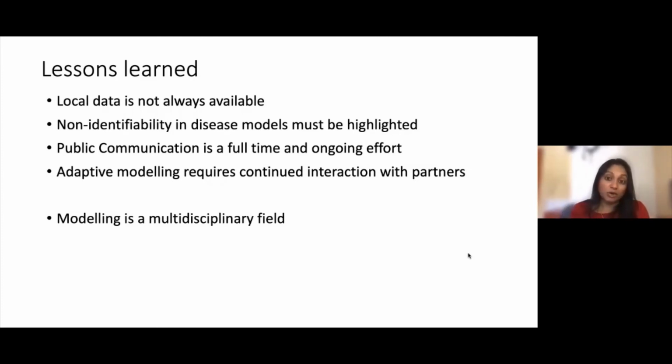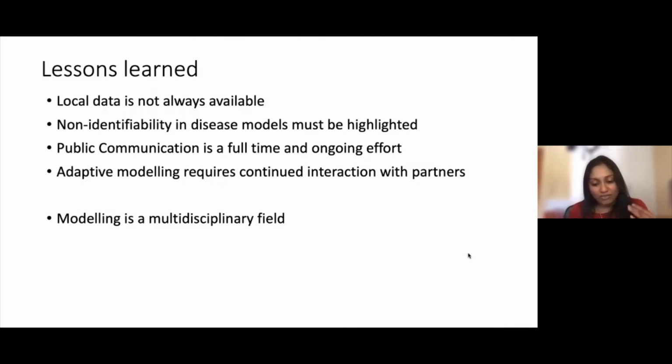Non-identifiability in disease models needs to always be highlighted and communicated effectively. And on that theme of communication, public communication of our modeling should be a full-time and ongoing effort. We have tried in our South African epidemic and perhaps not done it as well as we would have liked, but it's definitely a lesson that we've learned for the next time.